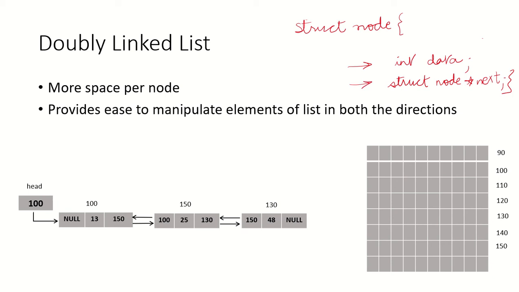In a doubly linked list, there will also be a pointer to a previous node. So again, it would be a struct node pointer kind of variable, and let us call it previous. So these are the three components in a doubly linked list. We have the data part, and we have a pointer to the next node. So if the next node is at address 150, 150 will be stored over here.